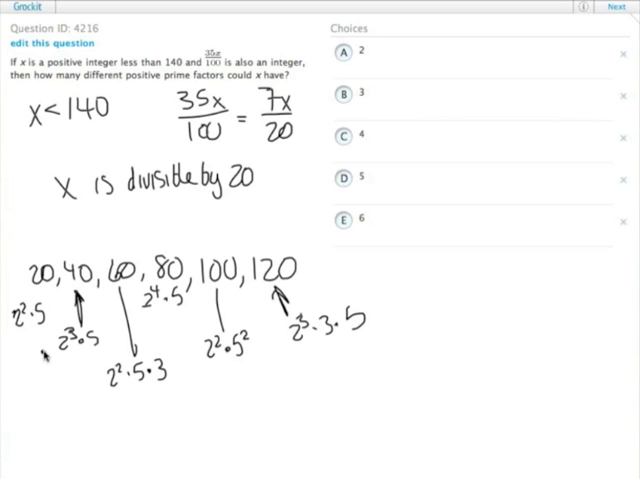So in all cases, there are only 3 different prime factors that can be here, 2, 3, and 5. Even though they're in different powers, there's still only 3 of them. So it's answer choice B.